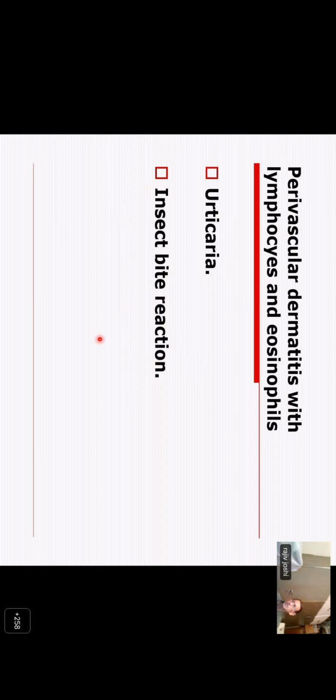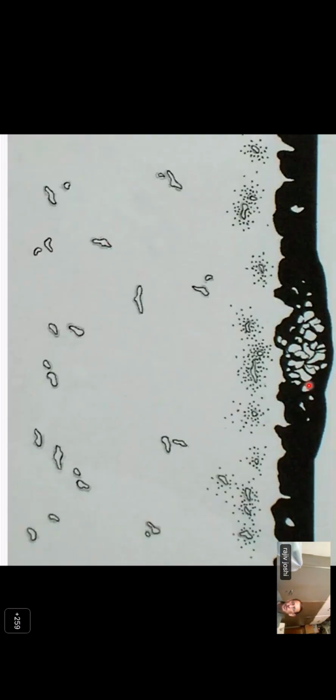Insect bite is more likely because the number of eosinophils is very high. Urticaria is less likely because neutrophils usually also accompany eosinophils in urticaria. Then, of course, once you come to this differential, you look at the clinical picture and you could come to a final diagnosis. Now here, if you see, there are epidermal changes.